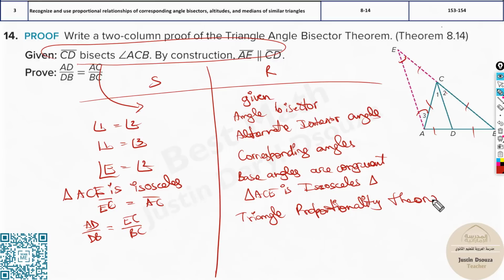So then we are remaining with nothing. This is almost done. Now EC is equal to AC, right? So AD divided by DB will be equal to AC divided by BC by substitution. That's it, because I already have proven EC is equal to AC. So substitution is the only thing that's remaining. So that's it. That is how we can easily solve it. I hope this is clear.